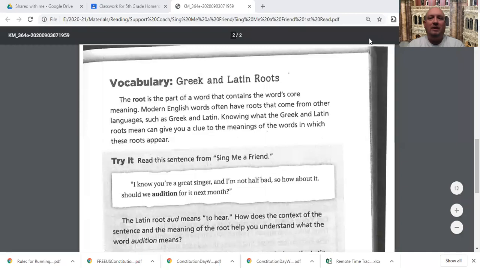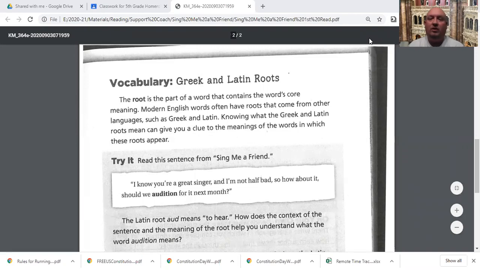With today's teaching and learning video, the first read of Sing Me a Friend. We begin today's lesson with a focus on vocabulary, and specifically Greek and Latin roots. The root is the part of a word that contains the word's core meaning. Modern English words often have roots that come from other languages, such as Greek and Latin. Knowing what the Greek and Latin roots mean can give you a clue to the meanings of the words in which these roots appear.